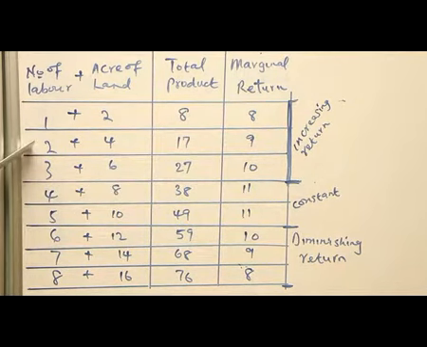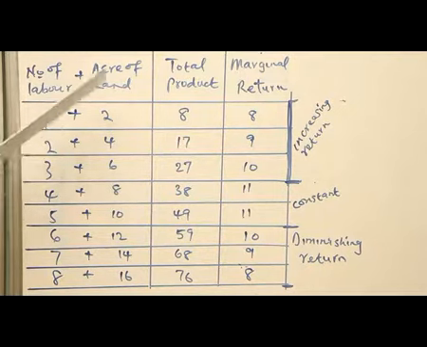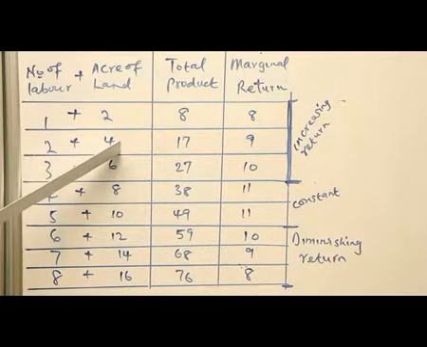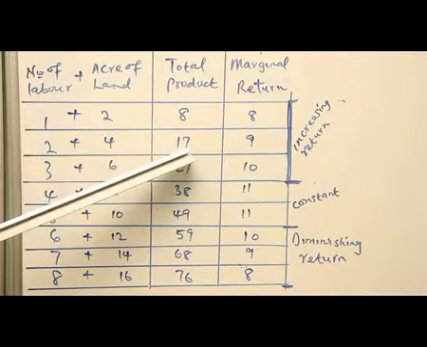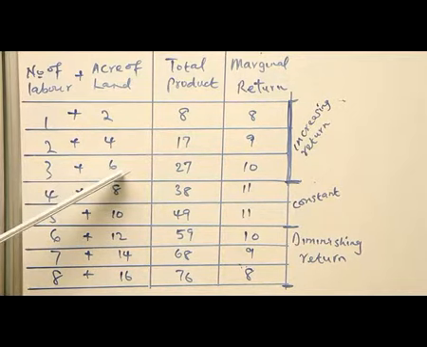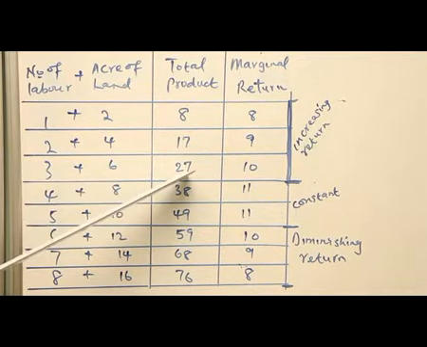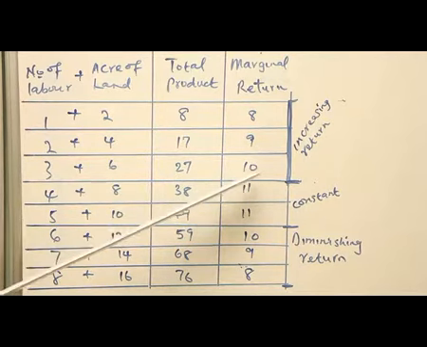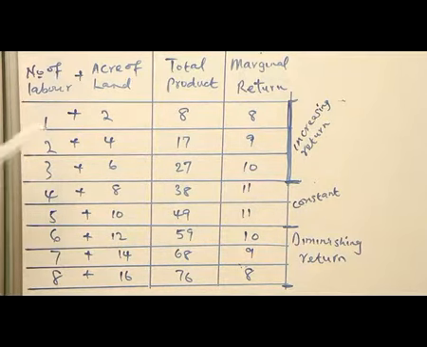Assuming the firm increases the number of labor to 2 and acres of land to 4, the total product indicates 17. The marginal return will not be 9. Now, the firm further increases all its inputs to 3 and 6 acres of land. The total product is 27. Marginal return is 10.